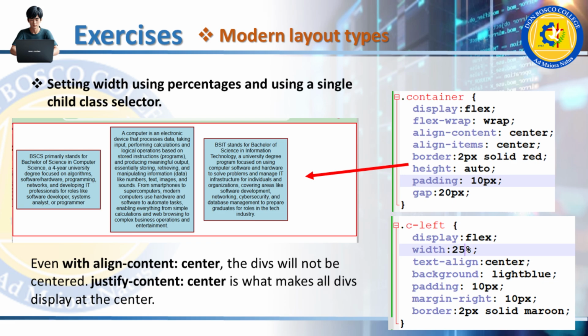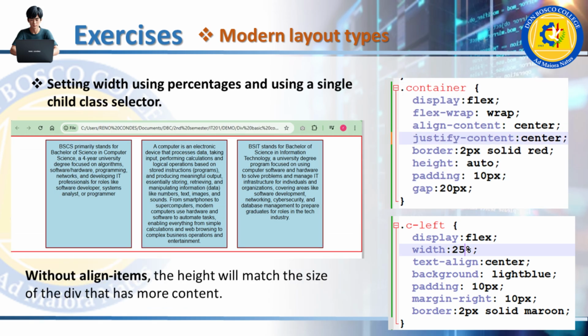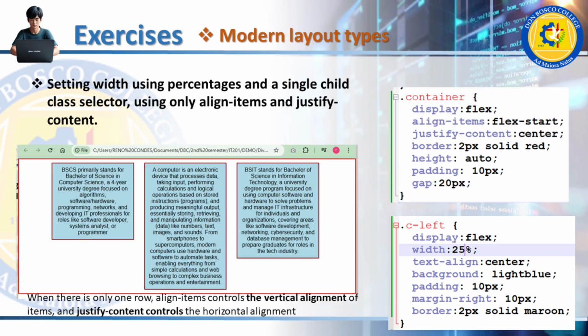Even with Align Content Center, the div elements are not centered horizontally. It is the Justify Content Center property that ensures all the div elements are displayed at the center along the main axis. Next, we removed the Align Items property. Without Align Items, the heights of the rows will adjust to match the size of the div that contains the most content. If you remove the Align Content property and only use Align Items and Justify Content, your output can still look correct as long as there is only one row of Flex items.